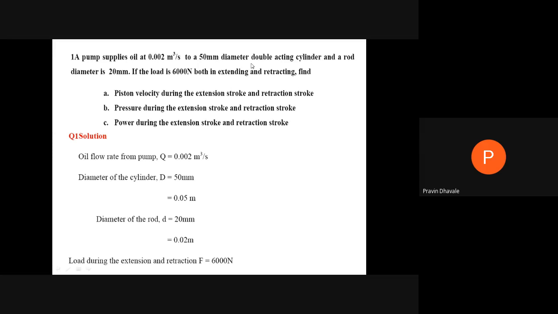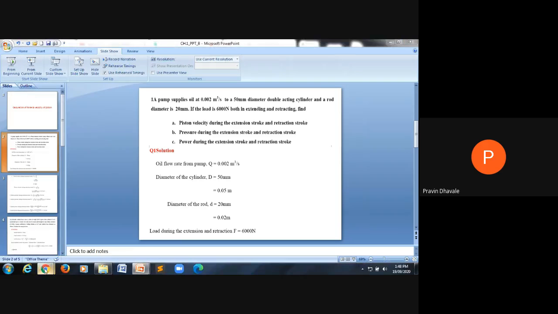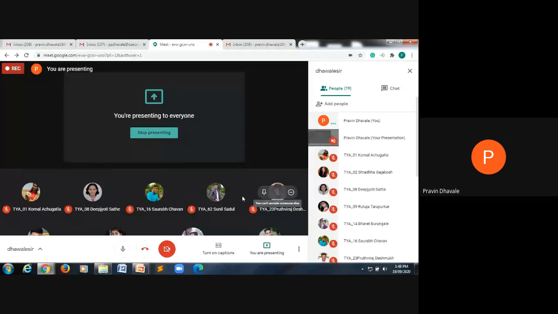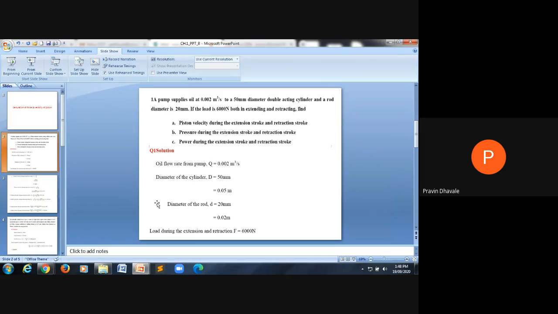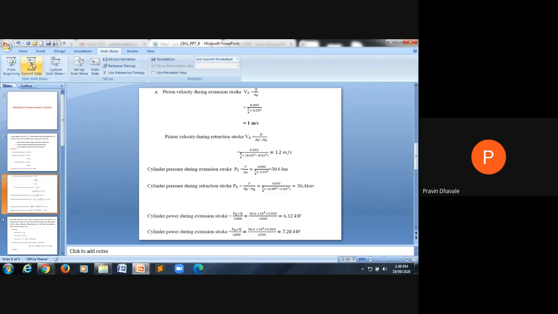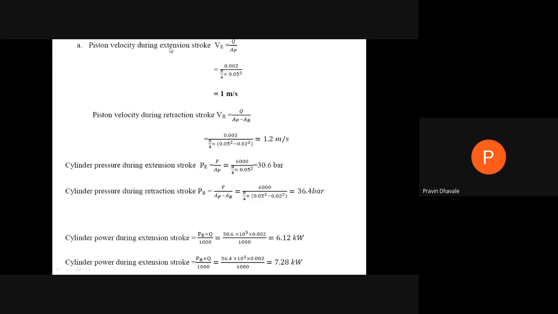This is the description for the pump that was delivering a certain amount of oil, right? And given the value of the cylinder diameter and piston rod, we have to calculate the piston velocity, pressure exerted, and power during the extension and retraction stroke for the load of 6000 Newton. Now, we'll start with the first, that is the piston velocity during the extension stroke, right?